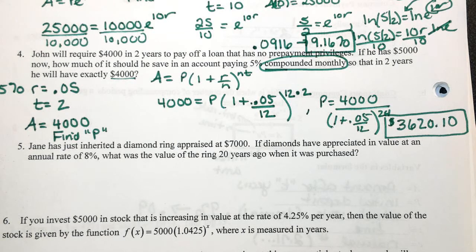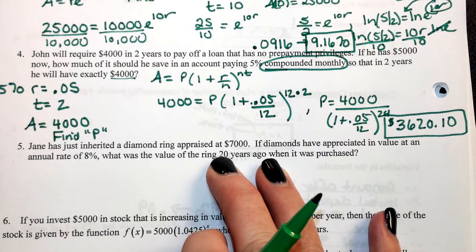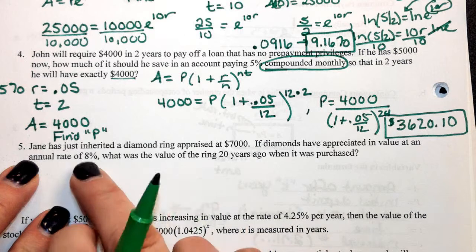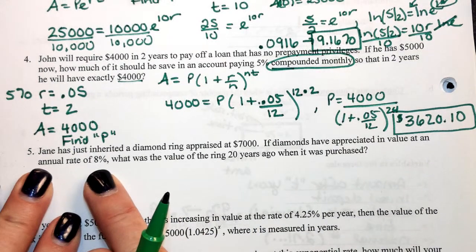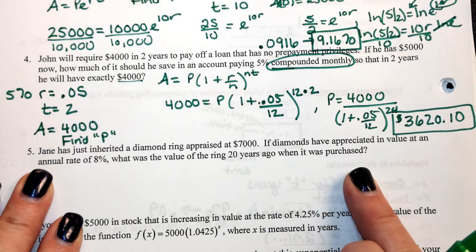Okay. Jane has just inherited a diamond ring. So not only can you use these formulas for money, you can use them for other items that have value. Jane just inherited a diamond ring appraised at $7,000. That means right now the ring is worth $7,000. If the diamonds have appreciated in value at an annual rate of 8%, what was the value of the ring 20 years ago when it was purchased?